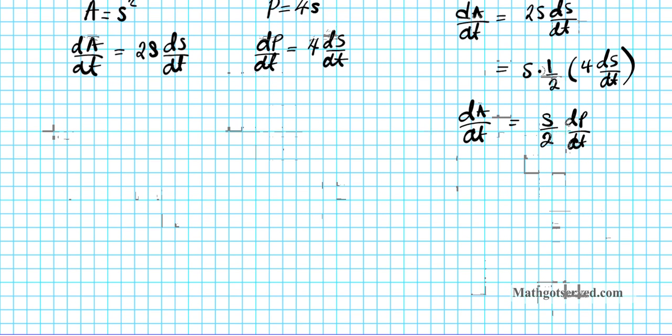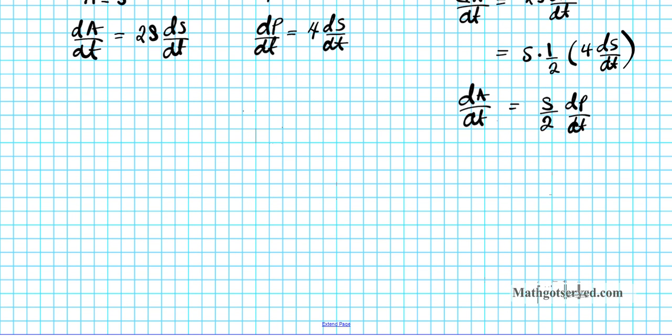All right, next thing we're going to look at is the sphere. Okay, sphere. So let's start with the surface area. So we're going to call that S. So S, the surface area of a sphere, is given by 4 pi r squared.